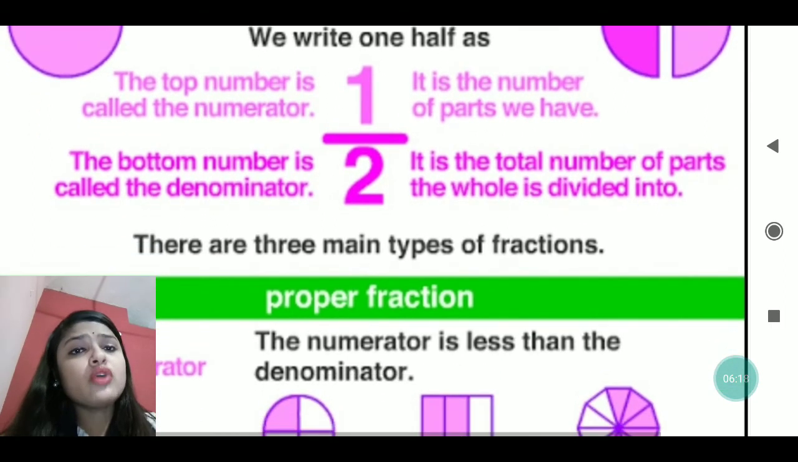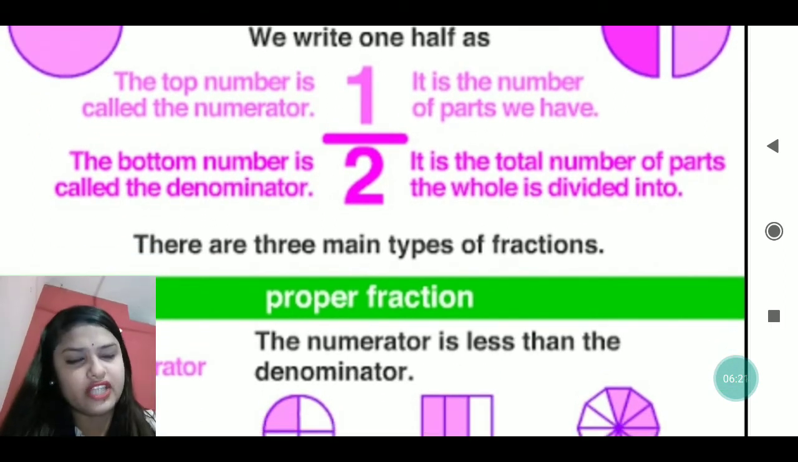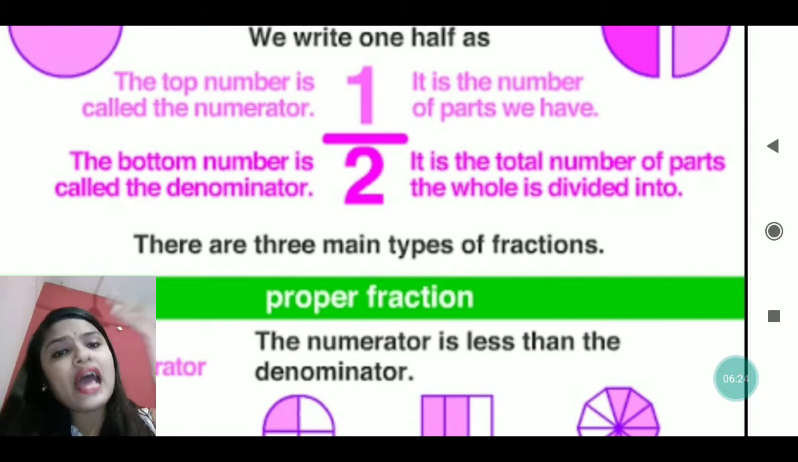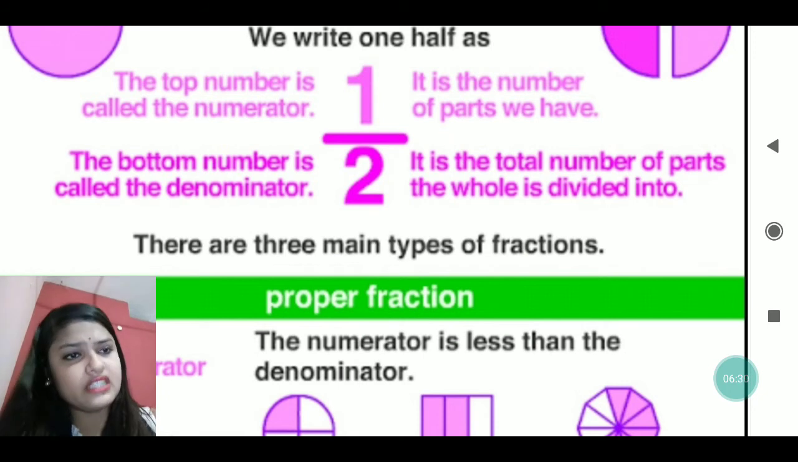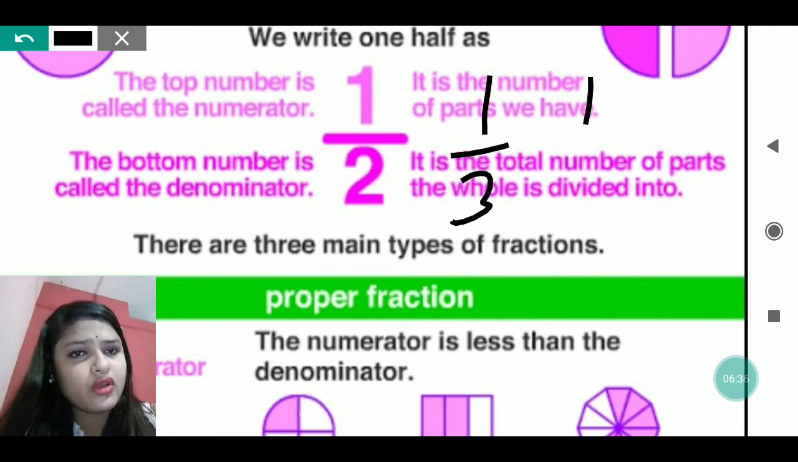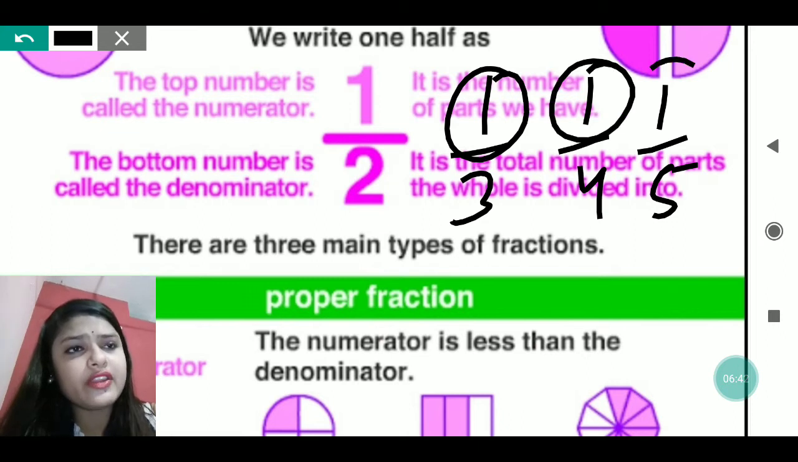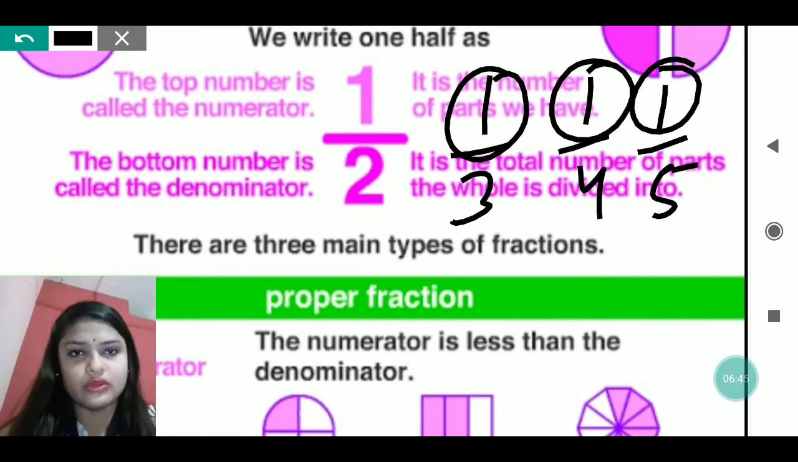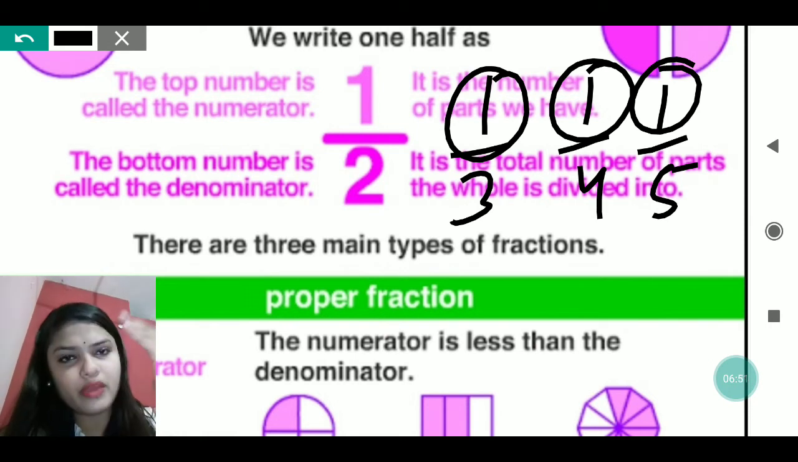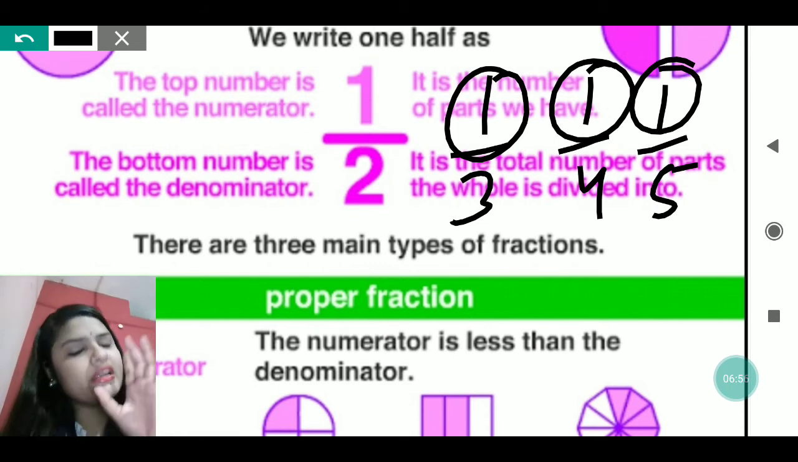Okay. One thing I would like to share with you: when you get 1 as the numerator and any number as the denominator, it doesn't matter. Like 1 by 2, 1 by 3, 1 by 4, or 1 by 5. When you get 1 at the numerator place and any number at the denominator place, these are called unit fractions.